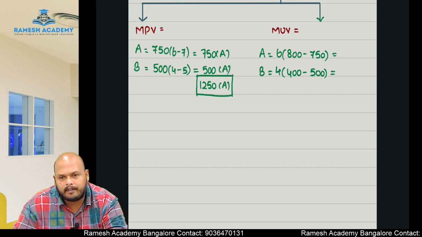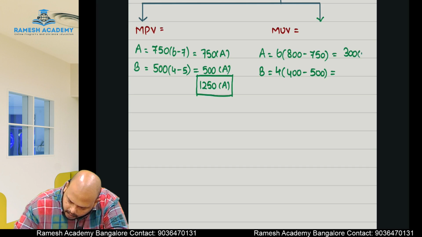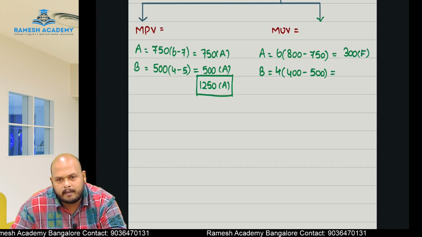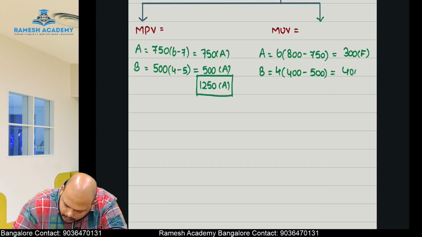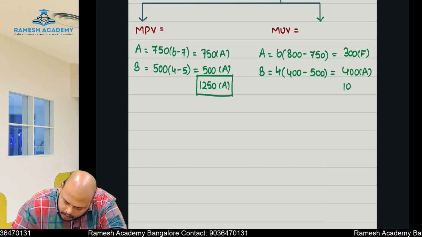$800 minus 750, 50. 50 into 6, 300 favorable. 400 minus 500, 100. 100 into 4, 400 adverse. 400 adverse, 300 favorable. What is the net? 100 adverse.